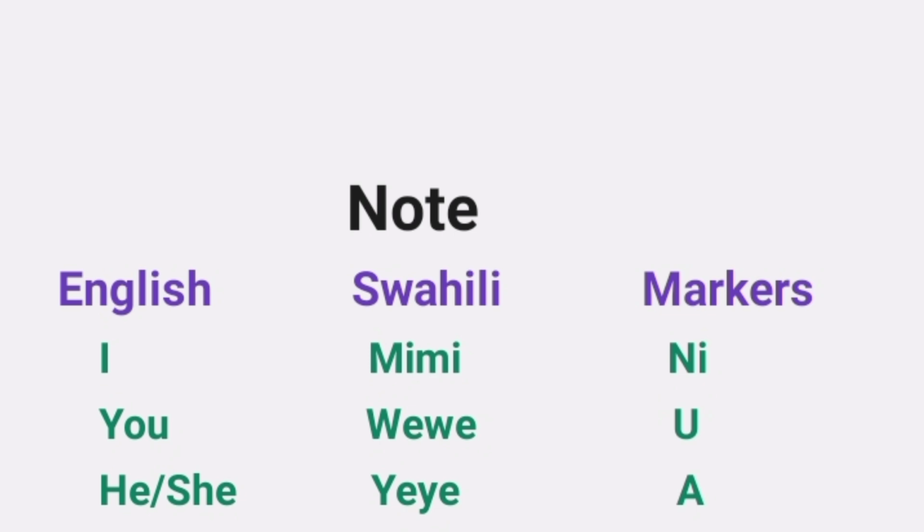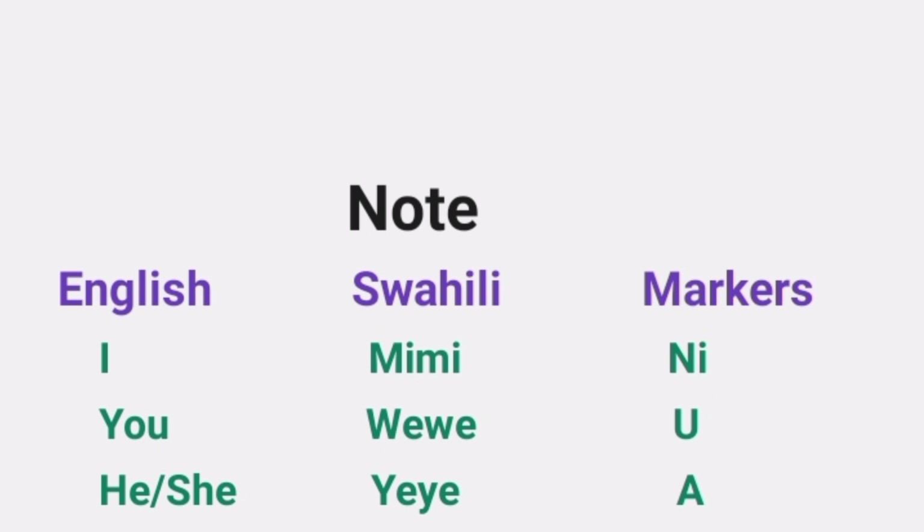I will explain. At your left, you have personal pronouns in English. In the middle, you have them in Swahili. And at your right, you have what we call markers or subject prefixes. Stay at your right. The first thing you see is ni. Ni is linked to mimi, which means I in English.